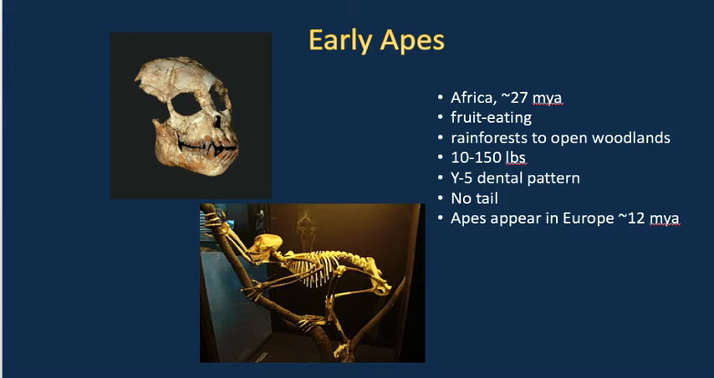So you're not reading that wrong. That's not a typo. Anywhere from 10 pounds up to 150 pounds is the range of body size here. The modern Y5 dental pattern, that's the morphology of the molars that apes have in modern times, appears during this time period. And we have the disappearance of the tail. There are some early ape-like fossils that appear to have shortened tails, but it's not until this time period that we start to see the tail completely gone.